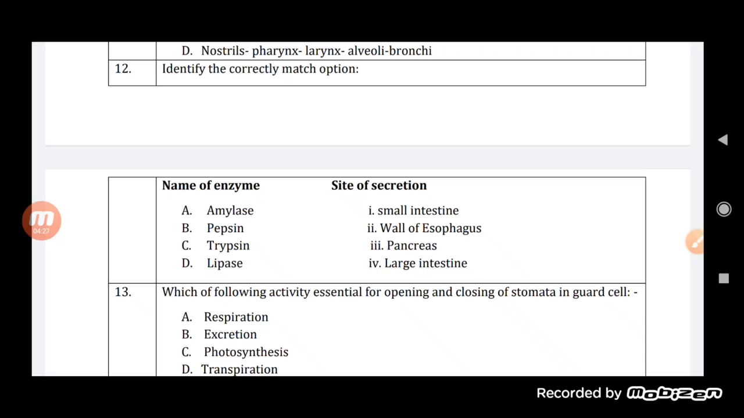Lipase, no, lipase is released in the small intestine, where it is responsible for the formation of fat globules. It helps in the emulsification of the fat globules. So according to that, C will be the correct option, where the pancreas releases pancreatic juice that consists of trypsin also.